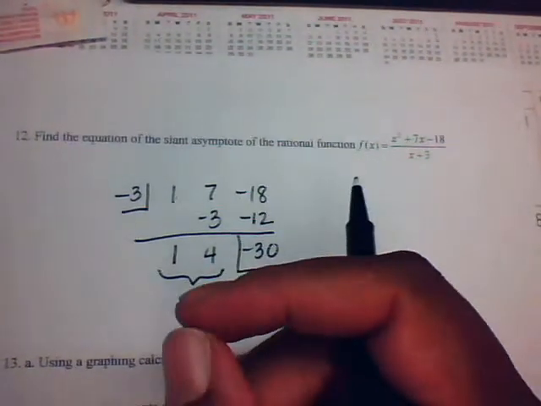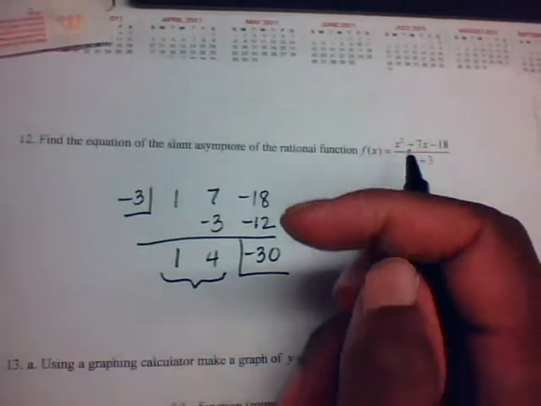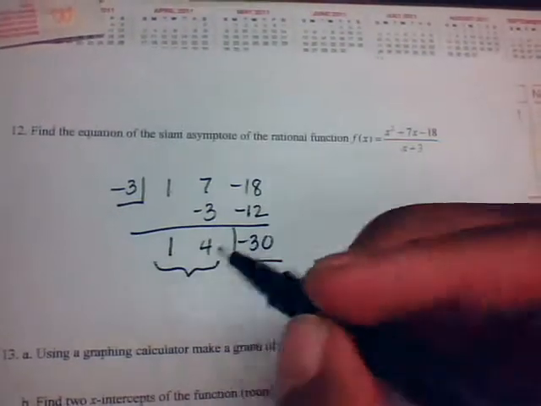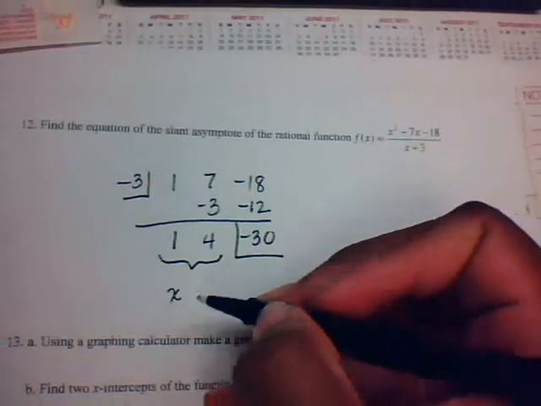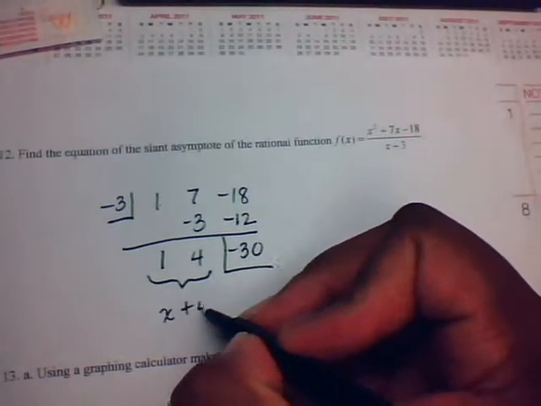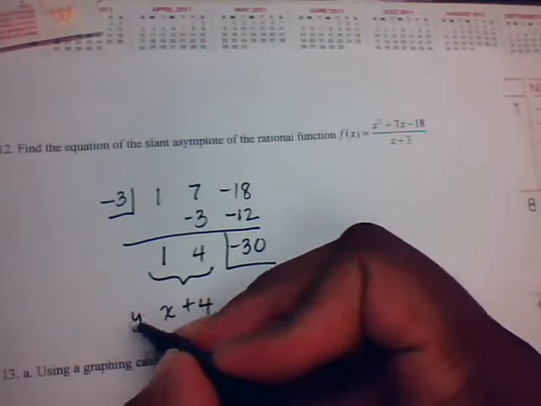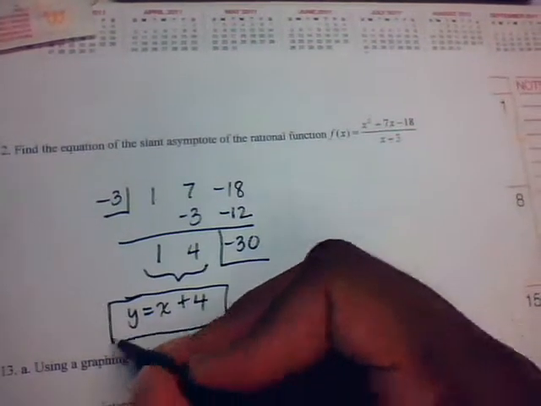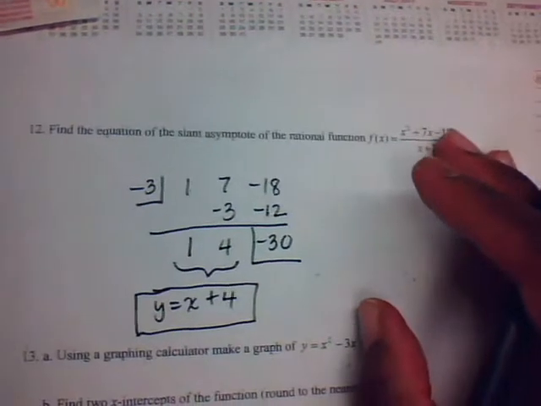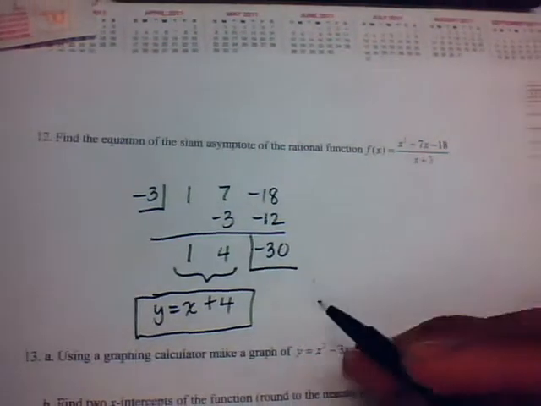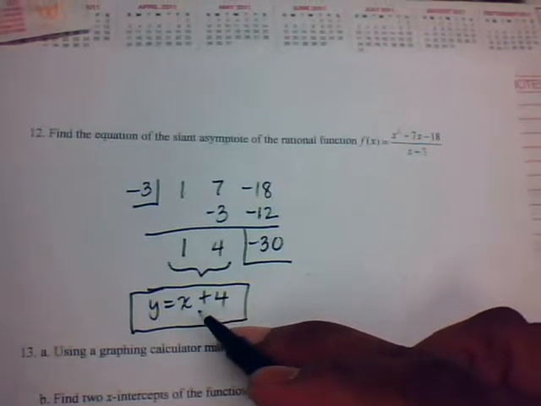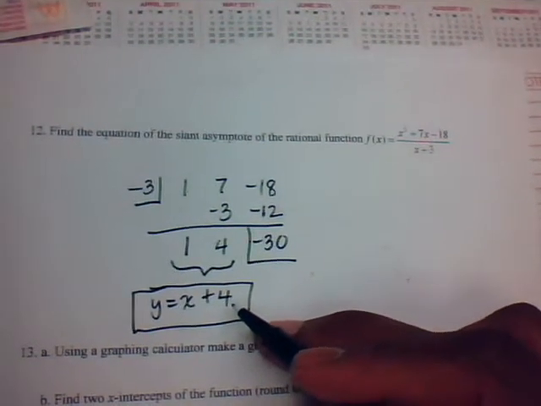Now, we're going to write this with one exponent less than the highest exponent of our numerator. It was x squared, so the 1 would become the coefficient of x, and then the 4 would be your constant, plus 4. And actually, this will be y is equal to x plus 4, because it is an equation of the slant asymptote. So your equation of that slant asymptote is y is equal to x plus 4.